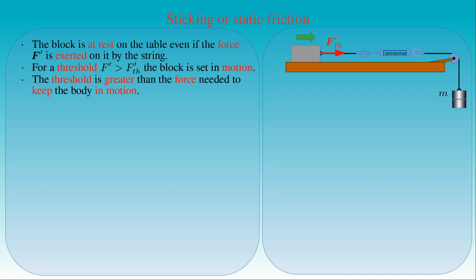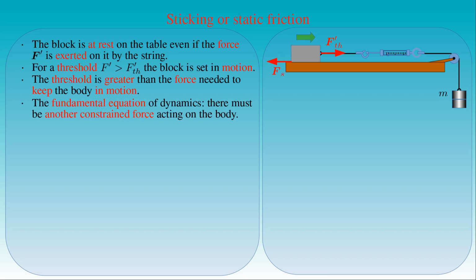By applying the fundamental equation of dynamics, we can conclude that besides the force exerted on the body by the string, there must be another constrained force acting on the body with the same magnitude but opposite in direction. This type of force is called sticking frictional force, acting between the contact surfaces of the block and the table. The sticking frictional force resists the force F' applied to the block, and the body remains at rest until this static frictional force is overcome by the dragging force F'.